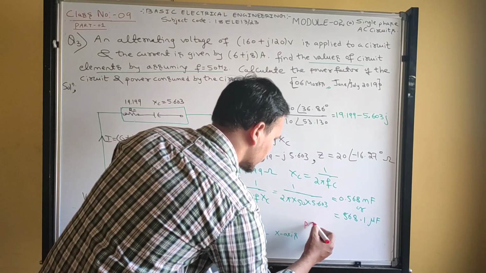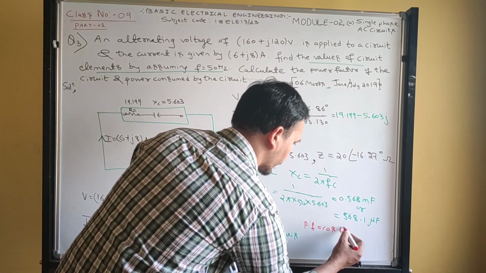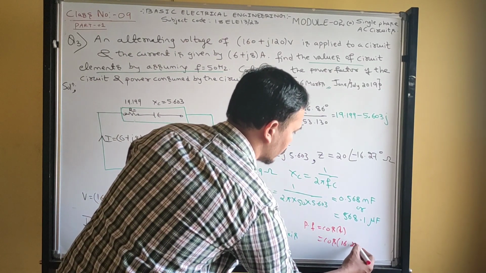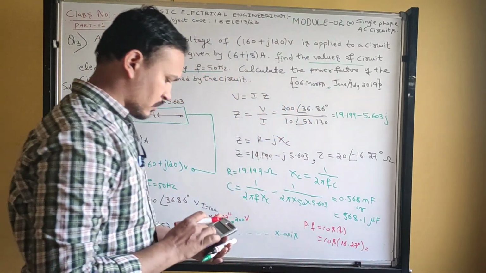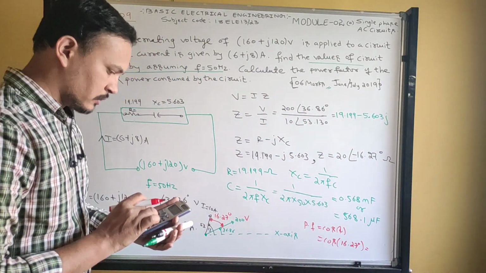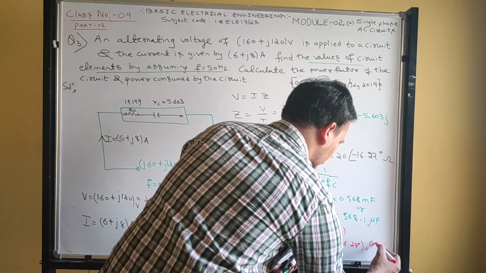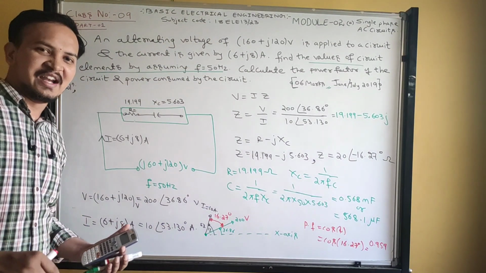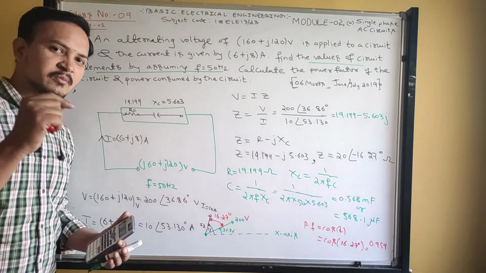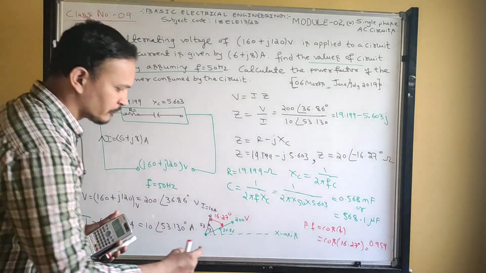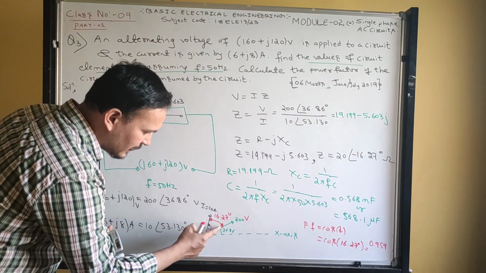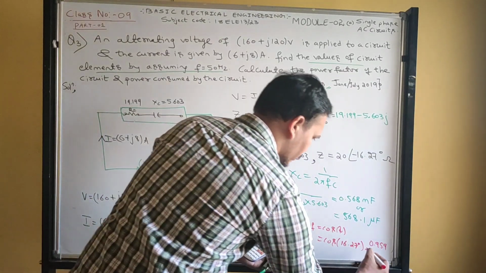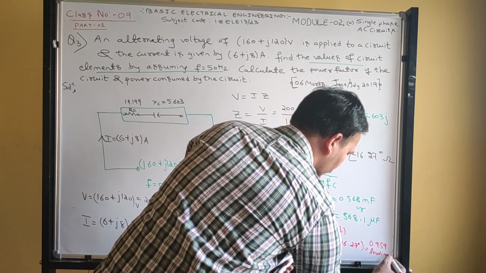So what is the power factor? I can write cos phi. What is the value of the phase angle? 16.27 degrees. So cos of that gives the power factor value 0.959. Lagging or leading? Whenever capacitance is there, you must write leading. With respect to voltage, the current leads the voltage by this much angle. So you should write the nature of the power factor is leading.